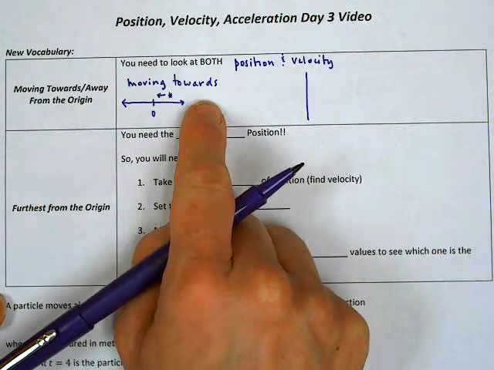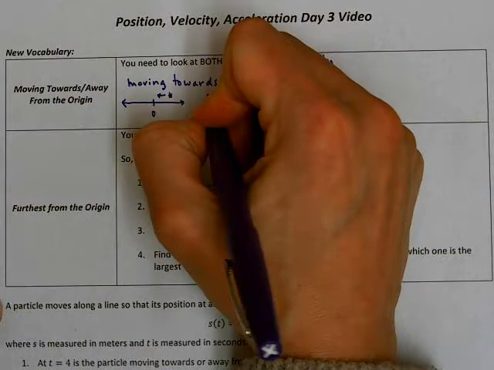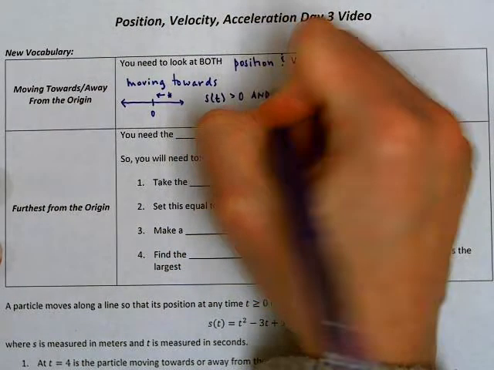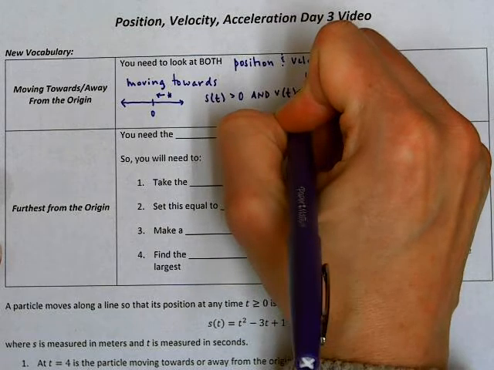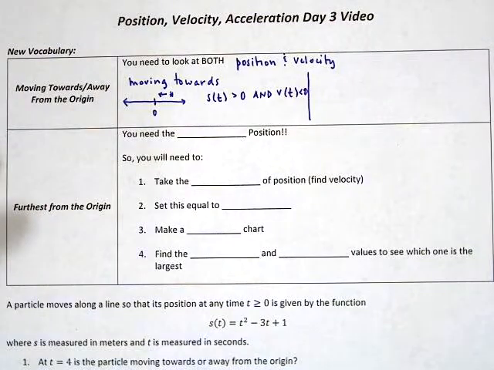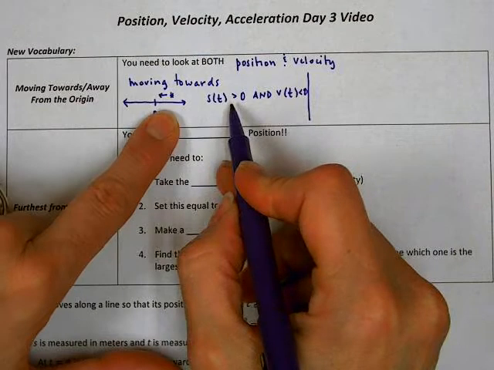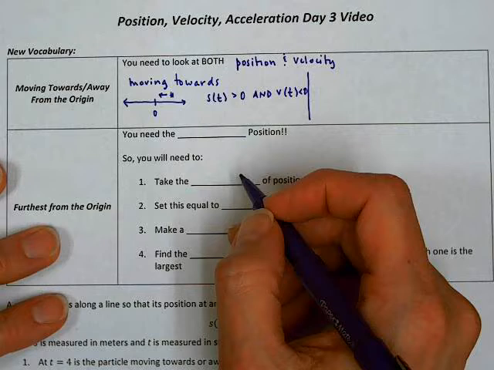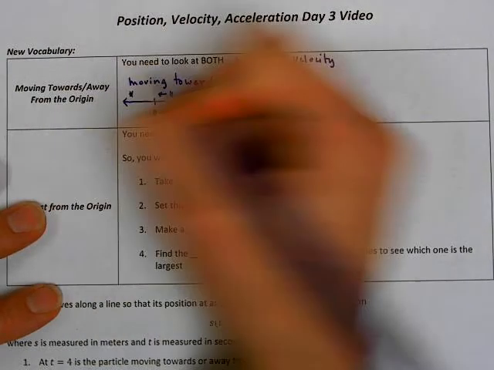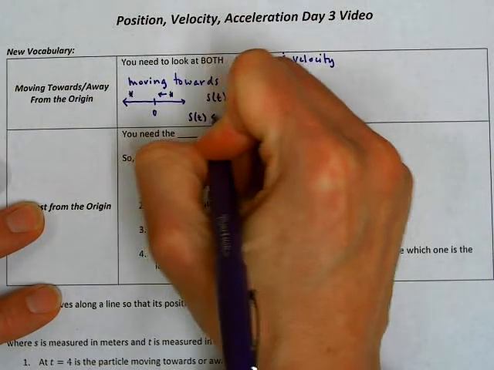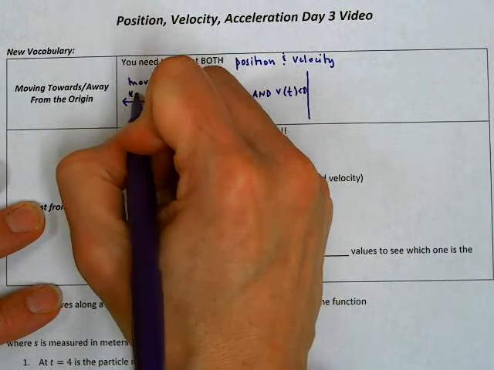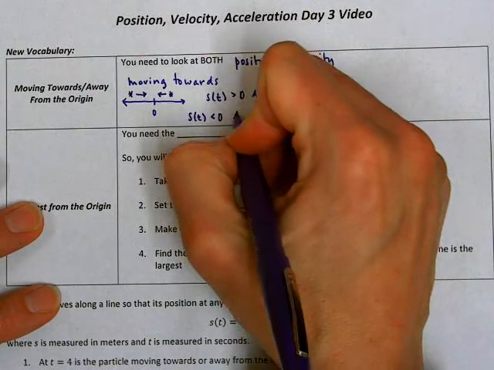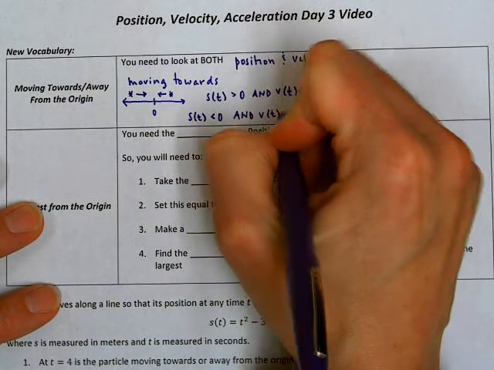closer to zero. So one way I can be moving towards, if s of t, my position, is greater than zero, and velocity, v of t, is less than zero. Sorry, that's smushed. So I'm starting to the right of the origin, but my velocity is negative, so I'm moving towards the left. The other thing that could happen is if I were starting to the left, so position was less than zero, but my velocity is positive, so I'm moving to the right towards zero. So my position is less than zero and my velocity is greater than zero.